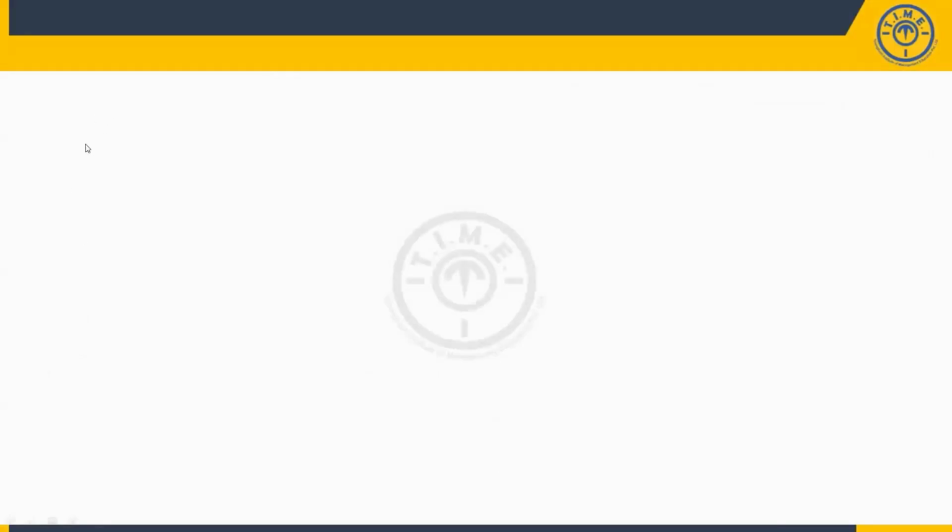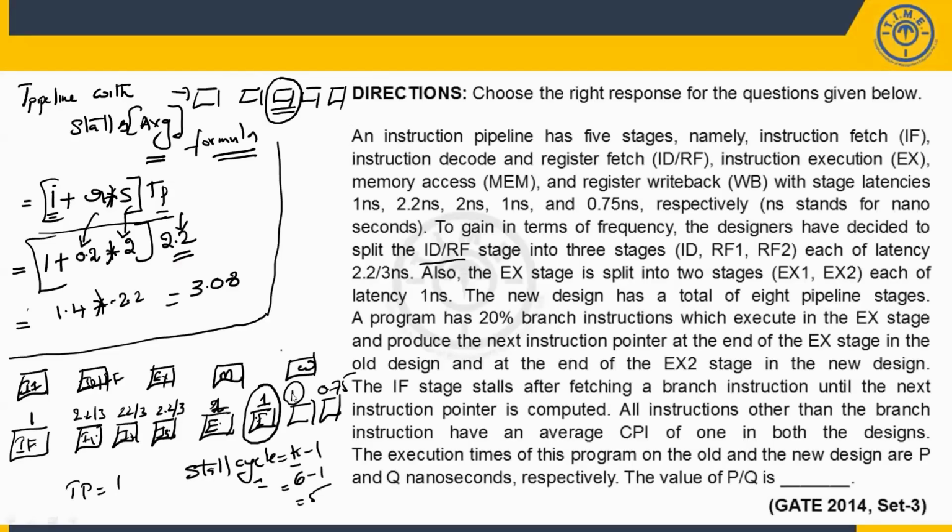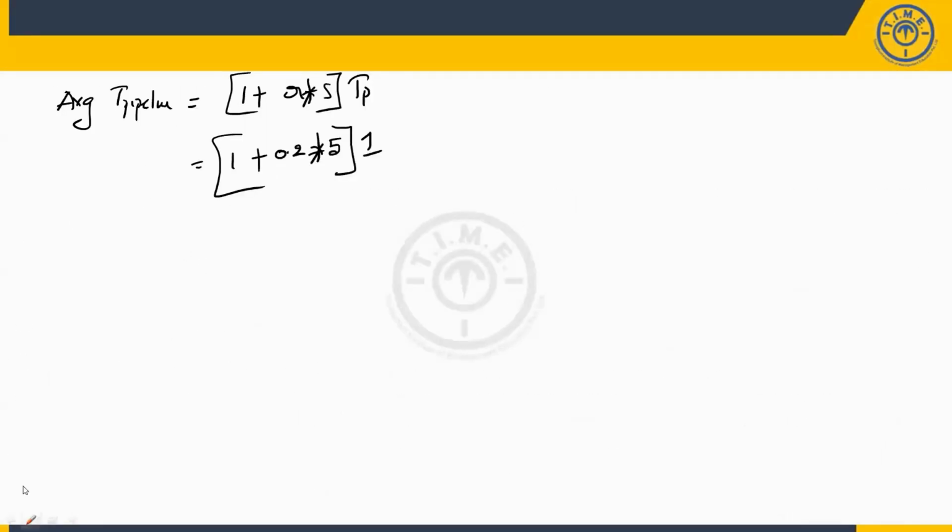Now compute pipeline time average. T pipeline with stall cycles is equal to 1 plus R into S into TP. What is 1 here? 1 is the average clock cycles for every instruction. Rate of instruction is equal to 0.2. Stall cycle is equal to 5 and TP is equal to 1. We know that TP is equal to 1 here, the max stage delay is equal to 1. So that is 1 plus 0.2 into 5, which is equal to 2.